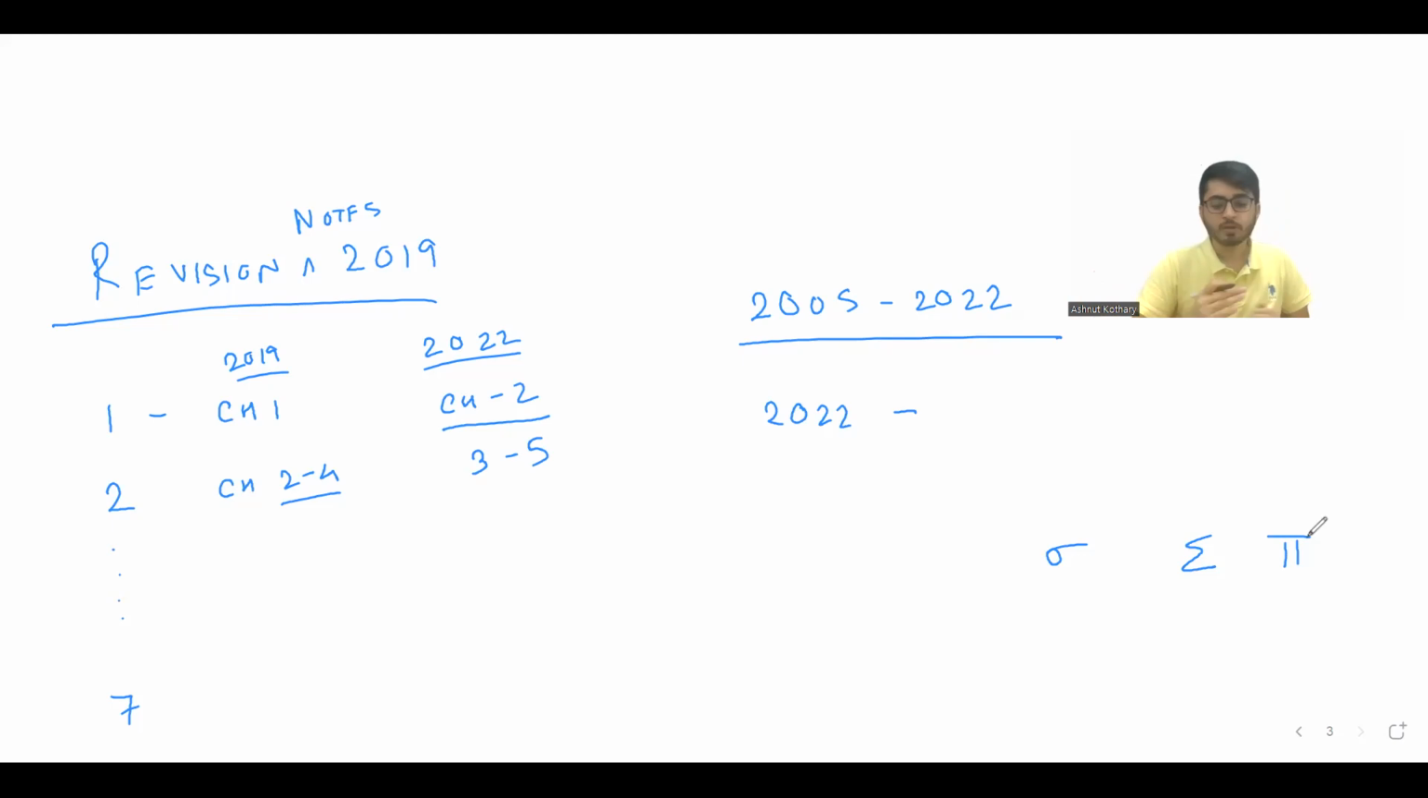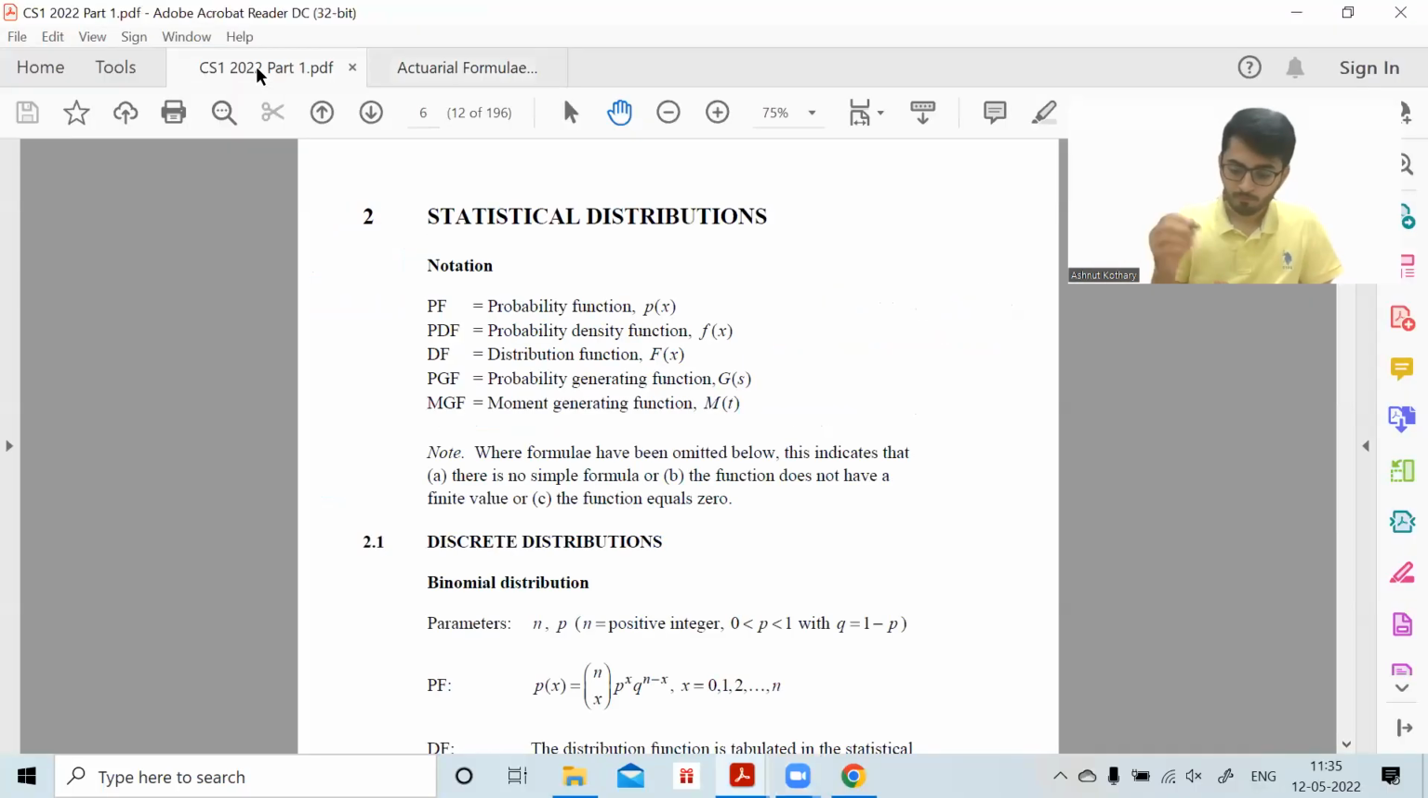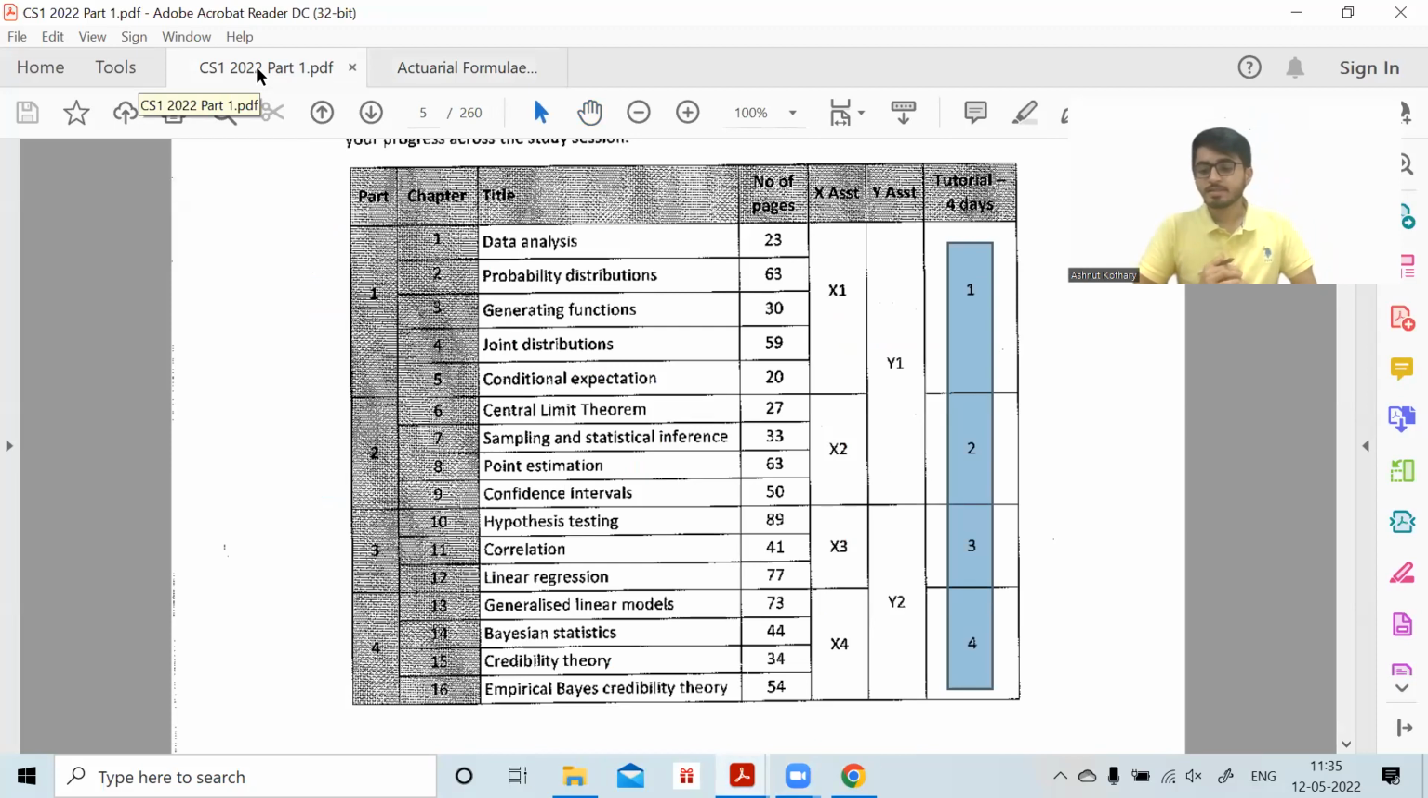Then mapping to the old curriculum. So the chapters which we have over here, data analysis is something which was not part of any of our curriculum before 2019. Chapter 2, chapter 3, chapter 4, 5, 6, 7, 8, all of these things were there in the previous curriculum. I would be shortly naming the name of the paper as well.